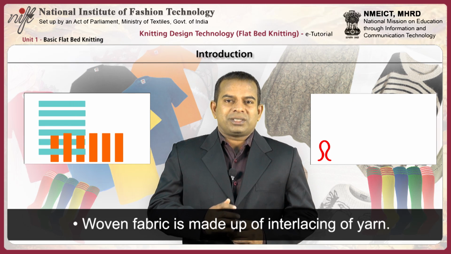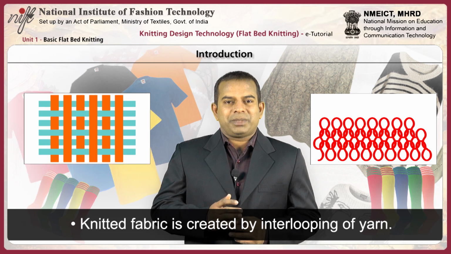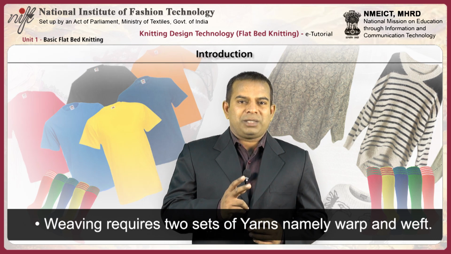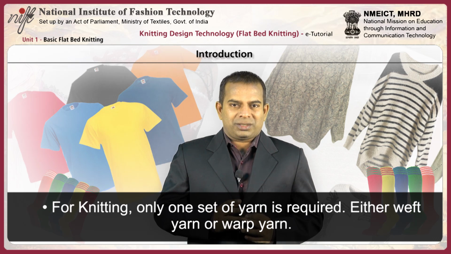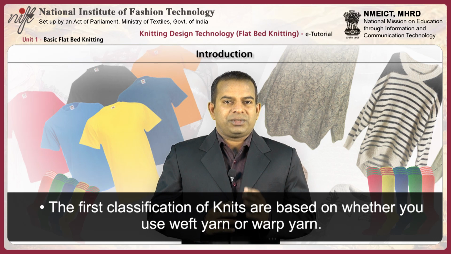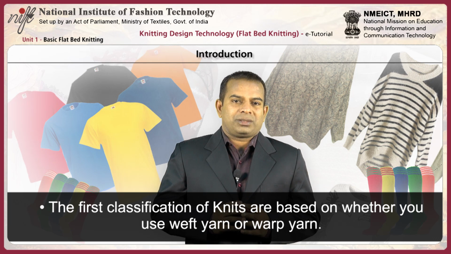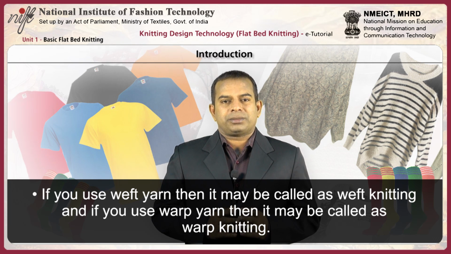Woven fabric is made up of interlacing of yarn. Knitted fabric is created by interlooping of yarn. Weaving requires 2 sets of yarn, namely warp and weft. For knitting, only one set of yarn is required, either weft or warp. The first classification of knits is based on whether you use weft yarn or warp yarn. If you use weft yarn, it may be called weft knitting, and if you use warp yarn, it may be called warp knitting.